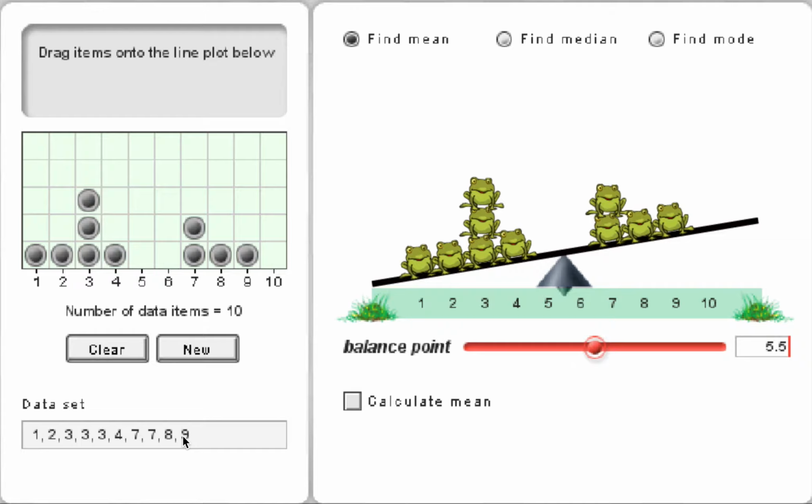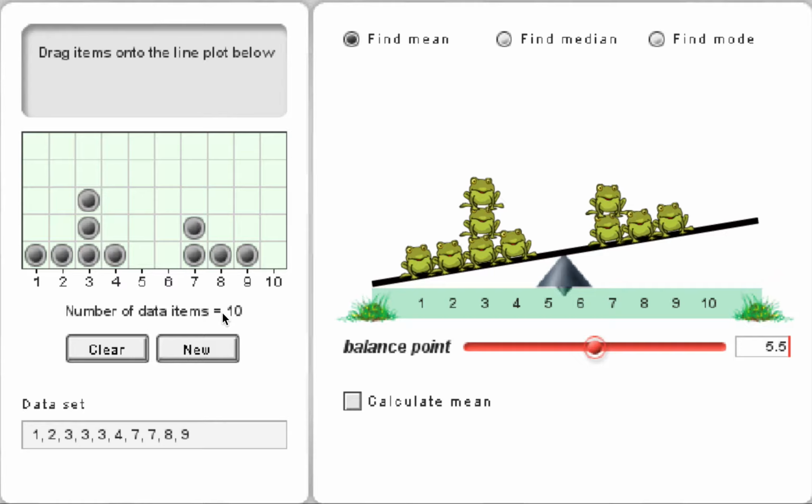So in this data set, if you look in the bottom left-hand corner, the data set is 1, 2, 3, 3, 3, 4, 7, 7, 8, 9. That means that we have one frog in the 1 position. There are 3 frogs in the 3 position. And the total number of items, we have 10 items altogether.